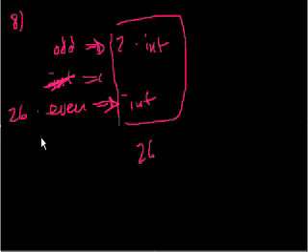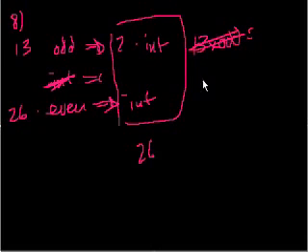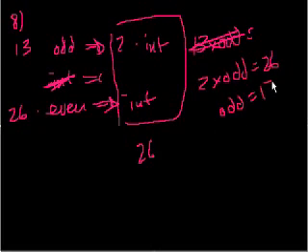The other possibility is it could have been an odd number that was doubled, right? If it was an odd number that was doubled, that means 2 times the odd number is equal to 26. So that means the number would have to be 13, right? These are the two situations. 2 times odd is equal to 26, in which case odd is equal to 13.